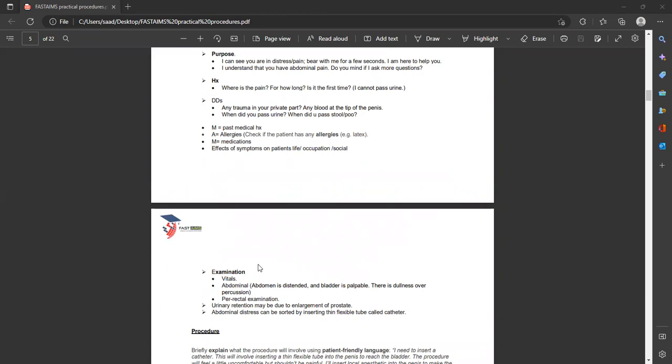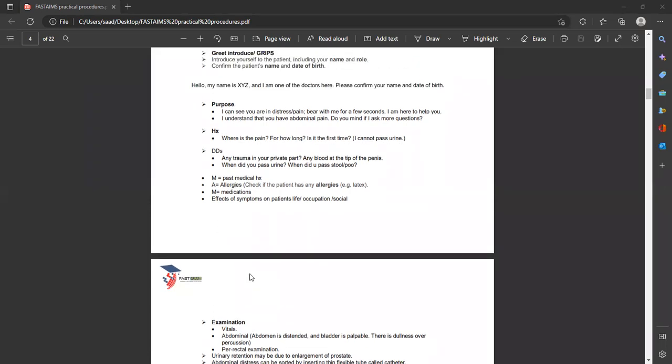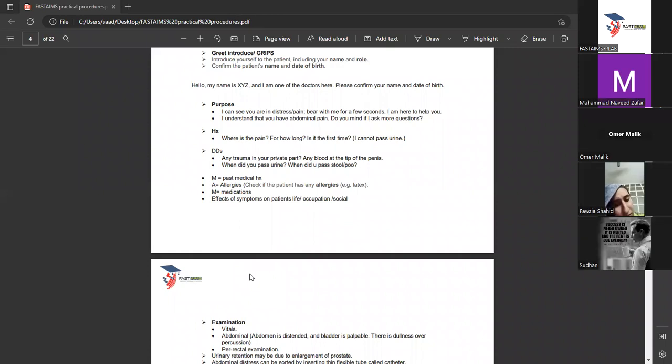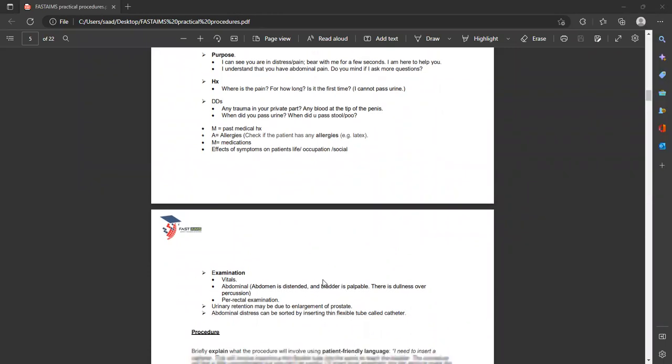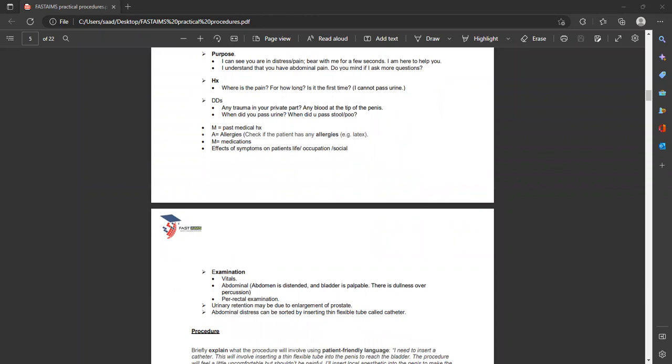I would like to check your temperature, pulse, respiratory rate, and blood pressure, and do an abdominal examination and perectal examination. So you will be handed over a few pages, 2 pages, and you can check the findings. It would not take you more than 1.5 minutes.